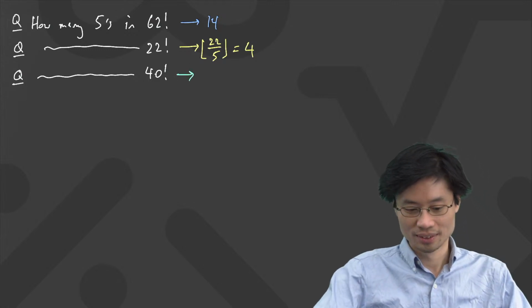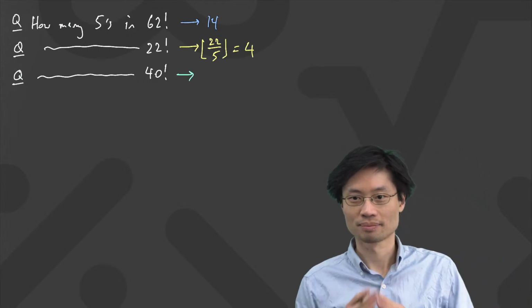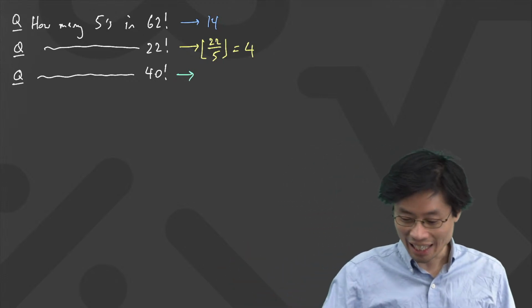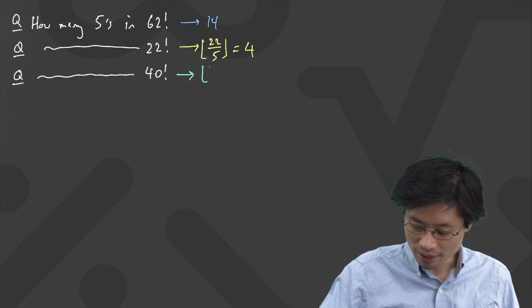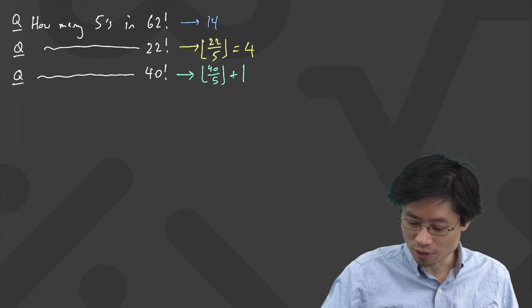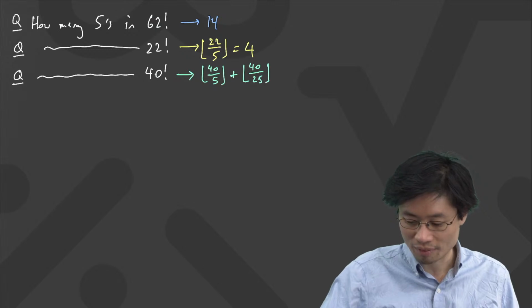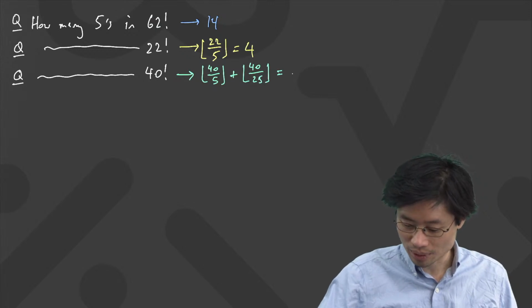What's this one? I see Venkatesh has said 9. And that's because you take the 40 divided by 5, and now we also need to do 40 divided by 25 because we do have some multiples of 25. And so that's equal to 8 plus 1 equals 9.